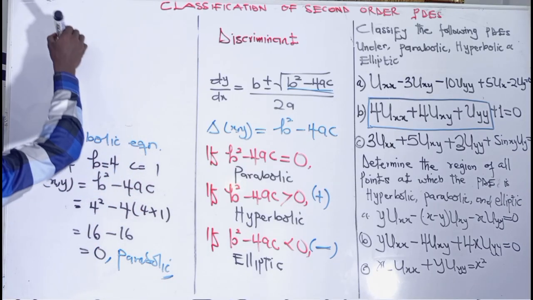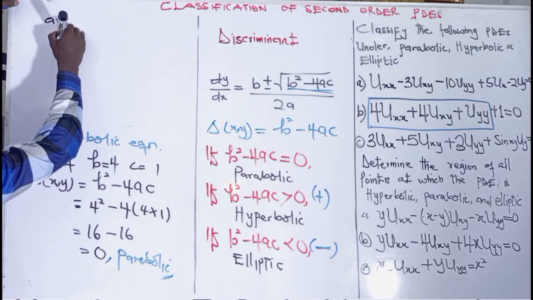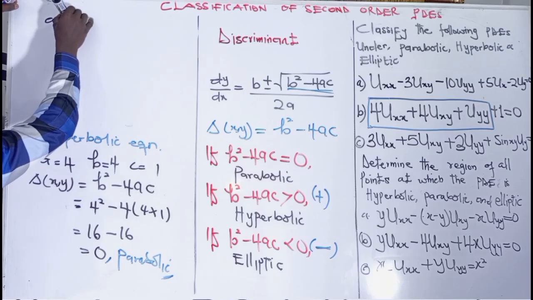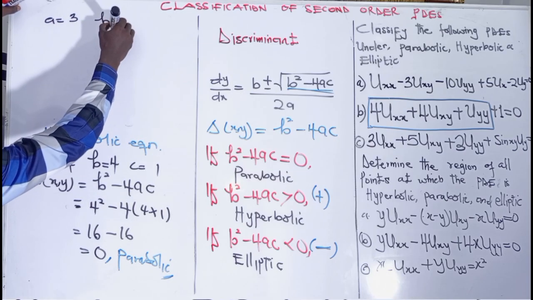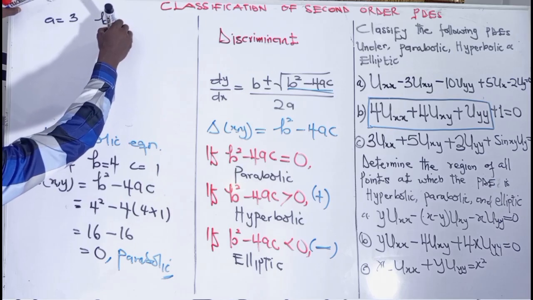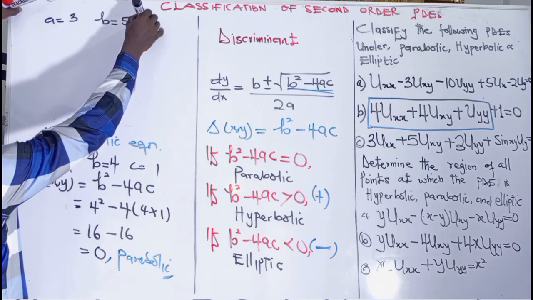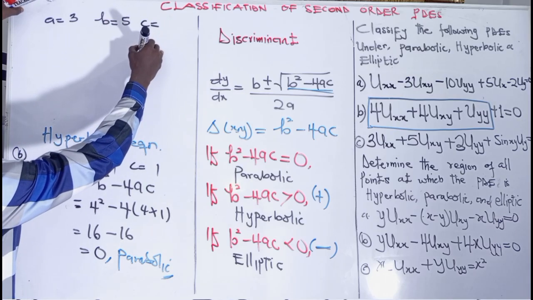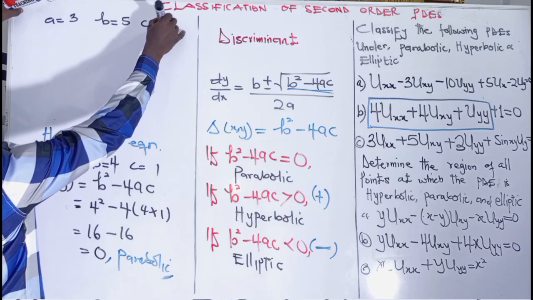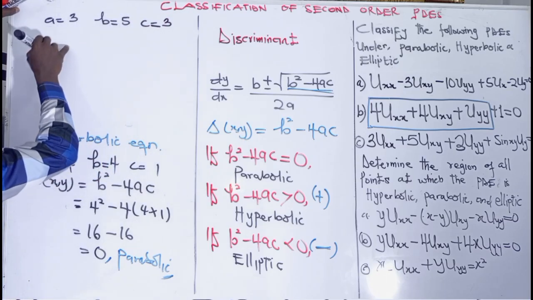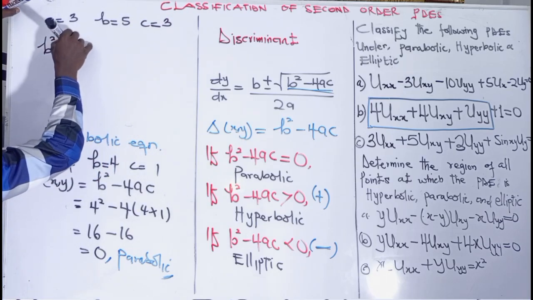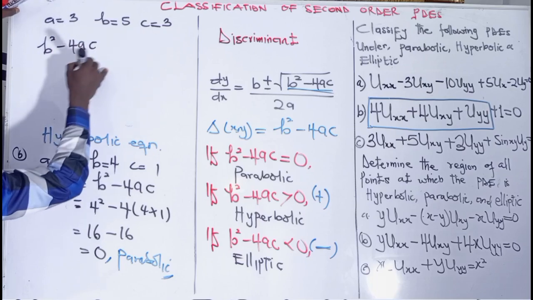So with C, our A is the coefficient of UXX, that is 3. Our B is the coefficient of UXY, that is 5. And then our C is the coefficient of what? UYY, that is 3. So we have our discriminant, B squared minus 4AC, is equal to what?